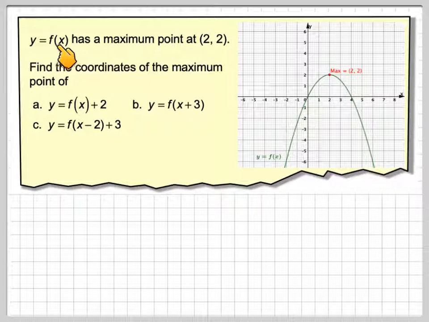Right, we've got y equals f of x, which has a maximum point of (2, 2). So here we've got the graph of y is equal to f of x. We don't actually know what it is, but we know that it has a maximum point at (2, 2). It says find the coordinates of the maximum point of a) f of x plus 2, b) f of x plus 3, and c) y is equal to f of x minus 2, plus 3.